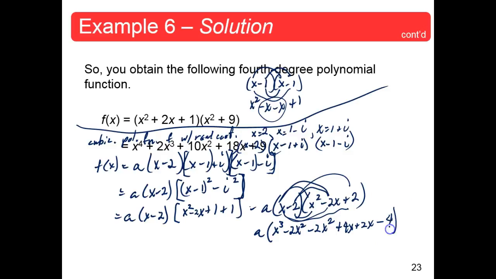Let's make sure we've accounted for all the terms. You have two factors here, three factors there. That should give you six terms. 1, 2, 3, 4, 5, 6. Got it. So let's combine like terms, and what do you have? a times x cubed minus 4x squared plus 6x minus 4. And that is your function, f of x.